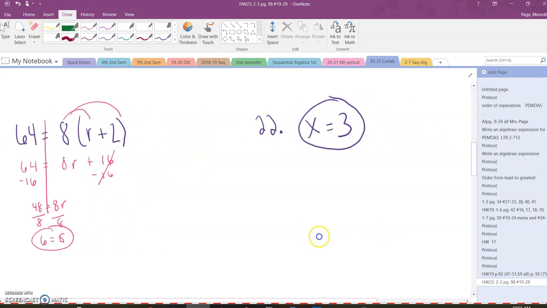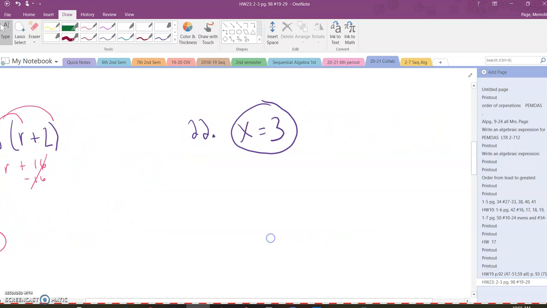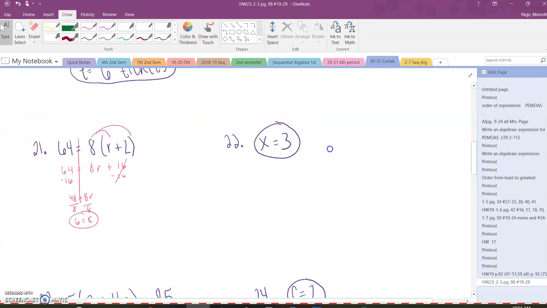Number 22, we're not going to do together, but you will get the answer 3. So when we check your work and you submit that, you should have the problem written down, and then you should have the answer 3. If you don't, figure out where you made your mistake.